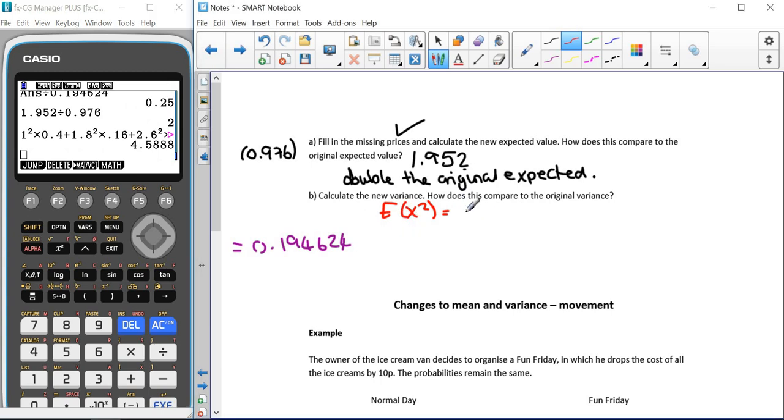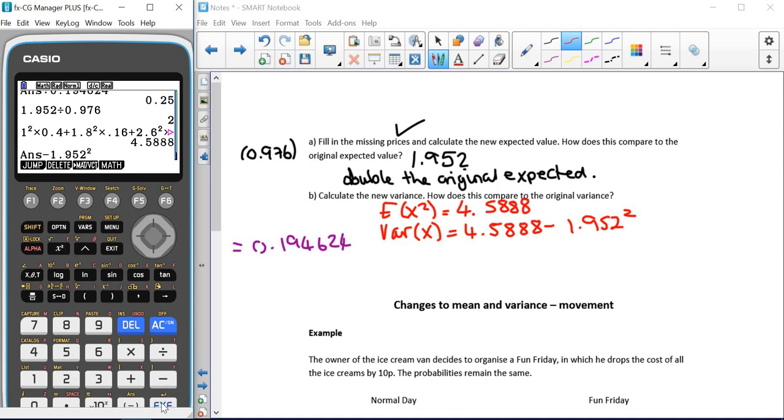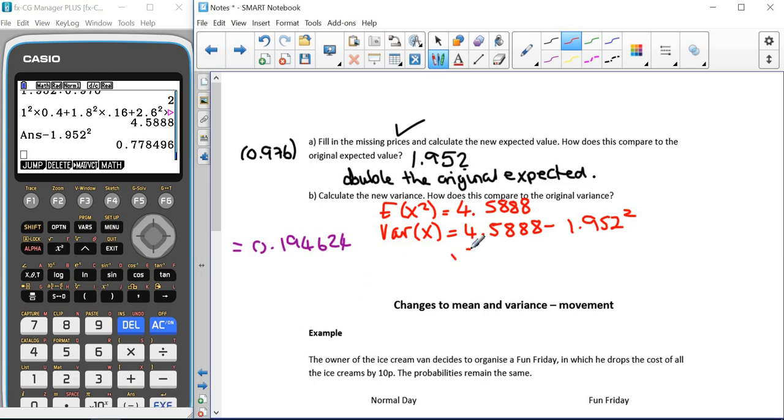So that gives us 4.588. So for the variance, we're going to have 4.5888 minus 1.952 squared. So our answer minus 1.952 squared, which gives us 0.778496.